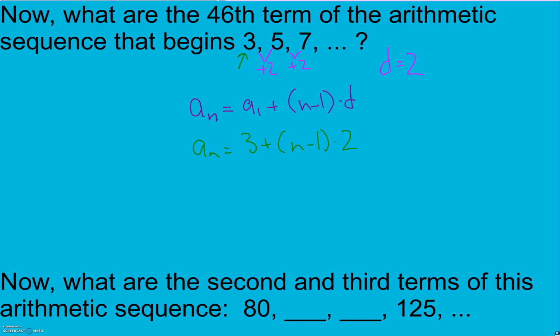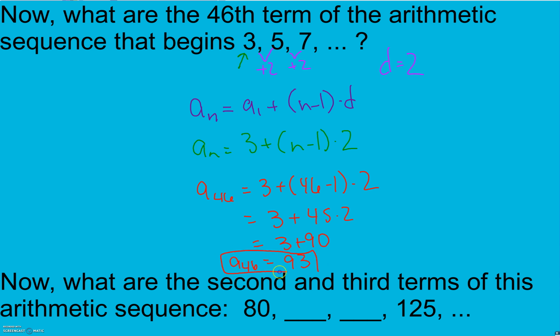So to find the 46th term, I plug 46 in for n. That's the number of the term that I'm looking for. Here I'm just simplifying. And I get the value of the 46th term to be 93.